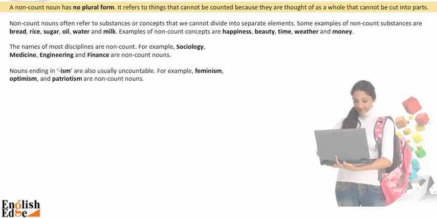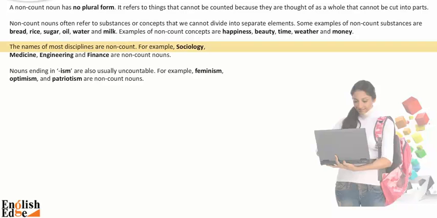Now let's learn about non-count nouns. A non-count noun has no plural form. It refers to things that cannot be counted because they are thought of as a whole that cannot be cut into parts. Non-count nouns often refer to substances or concepts that we cannot divide into separate elements. Some examples of non-count substances are bread, rice, sugar, oil, water, and milk. Examples of non-count concepts are happiness, beauty, time, weather, and money.